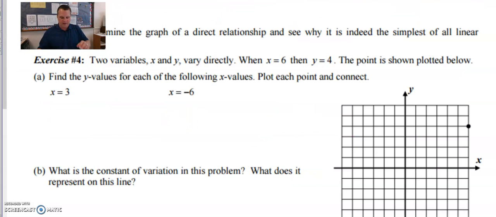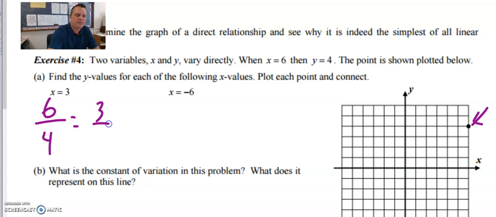Also looking at graphs. Two variables vary directly. When x is 6, y is 4. So x is 6, and we already have it right there. Now we want to find y when x is 3. The key thing is, if I do x over y, you can still find the missing value. It doesn't always have to be the y in the numerator. Sometimes it could be the x.